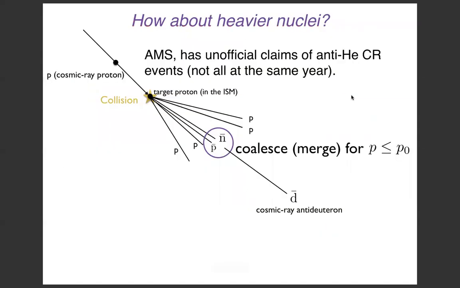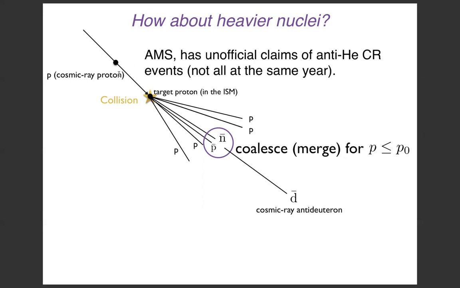Now, what's next? Well, we can also talk about heavier antimatter nuclei. For the record, AMS has made some unofficial claims of anti-helium cosmic ray events. So we may actually have some detection of that already. Now, how do these antinuclei get to be produced? These more massive antinuclei get to be produced in the interstellar medium through the same type of processes that produce antiprotons. Here I show the example of an antideuteron.